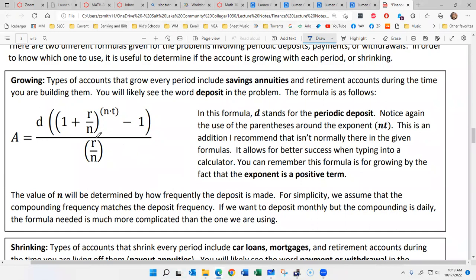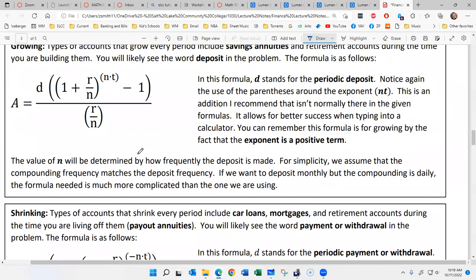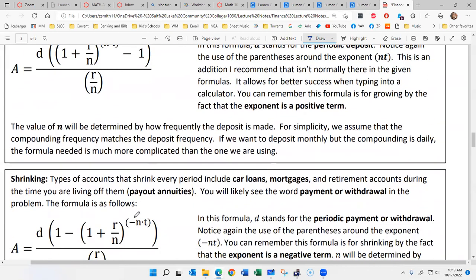The different thing in here, first off, D. D stands for the periodic deposit, if it's a growing problem. You can remember this formula: the exponent here is positive NT, positive growth, whereas the one that's shrinking is negative NT, and that'll give you decay, it'll shrink. So the easiest way to remember which formula you're using is in the exponent. Is it a positive exponent, that's the growth problems, or is it a negative exponent, which is the decay problem?